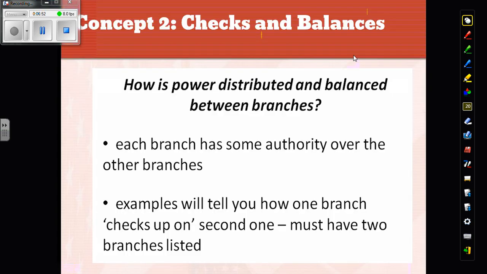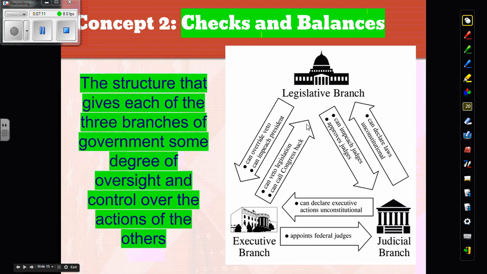Now we have concept 2, checks and balances. This is how each branch can have some authority over the other branches. In these examples, I'll tell you how one branch checks up on the other, but you'll have two branches listed. For example, you have the legislative branch and the judicial branch. The judicial branch can declare laws unconstitutional, while the legislative branch can impeach judges.